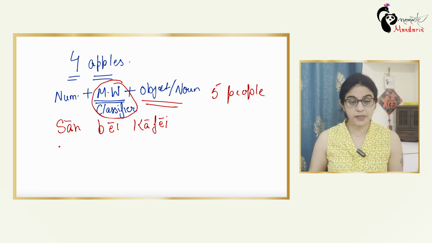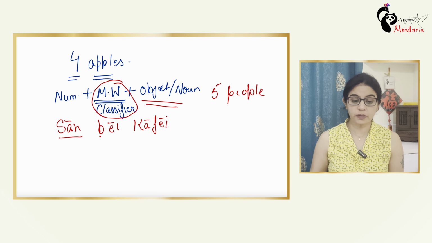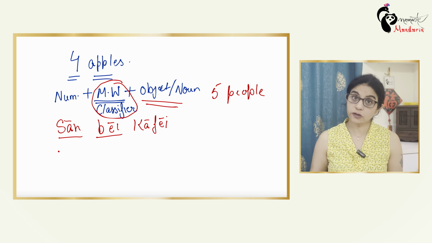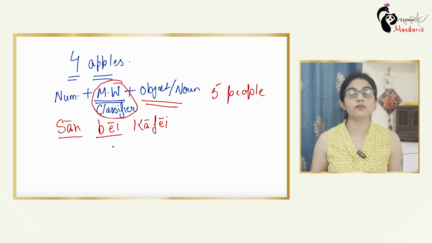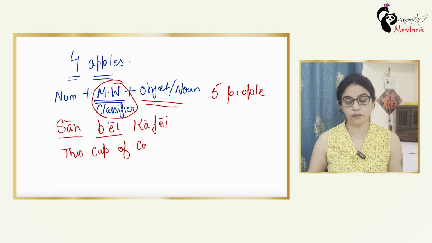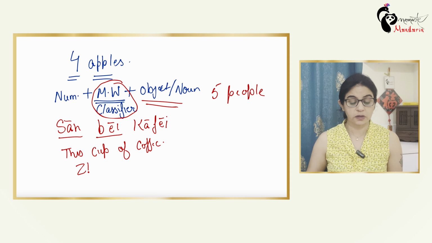And the next thing is, whenever there is a number, there will come a measure word. And also when we are saying this or that, and it is followed by a noun, then also we use a measure word. Suppose I say this cup of coffee, or this coffee. In English I'll say this coffee or this cup of coffee. So I'll say 这杯咖啡.